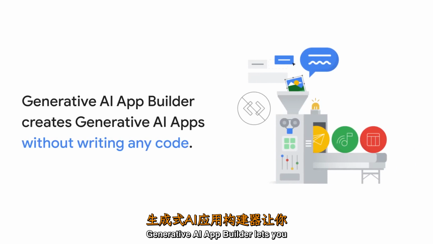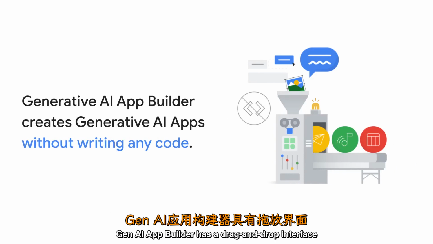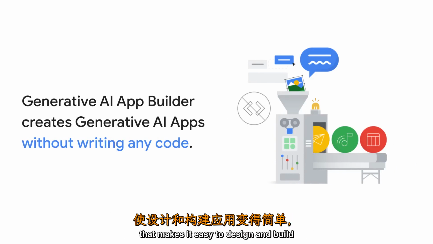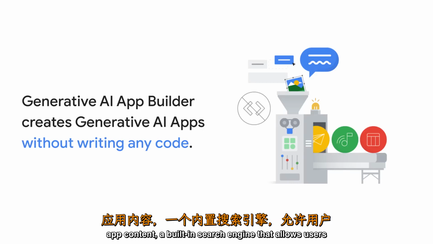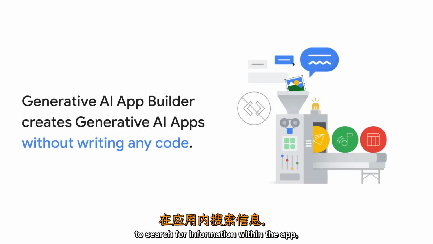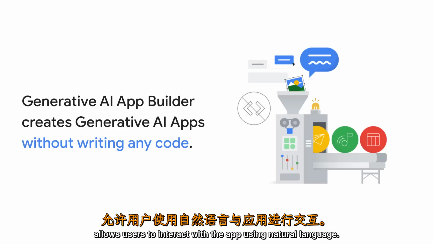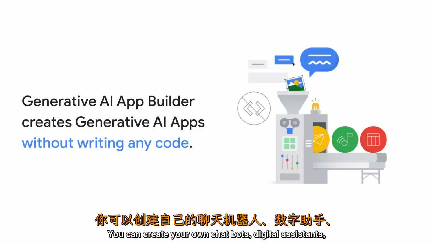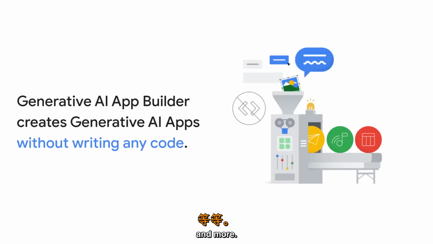Generative AI App Builder lets you create Gen AI apps without having to write any code. Gen AI App Builder has a drag-and-drop interface that makes it easy to design and build apps, a visual editor that makes it easy to create and edit app content, a built-in search engine that allows users to search for information within the app, and a conversational AI engine that allows users to interact with the app using natural language. You can create your own chatbots, digital assistants, custom search engines, knowledge bases, training applications, and more.